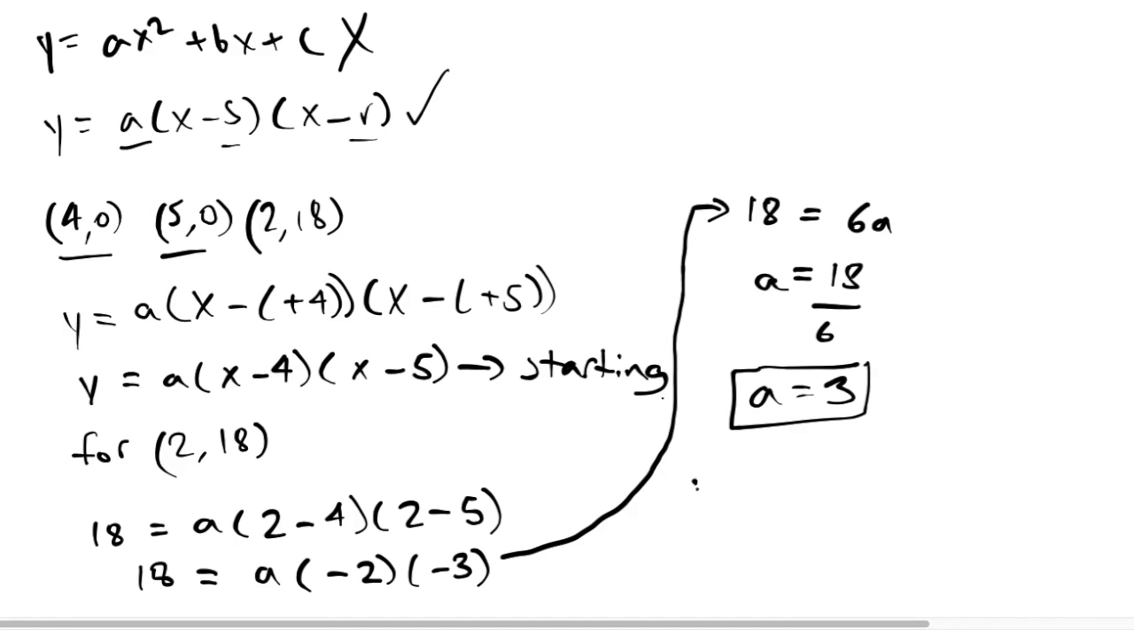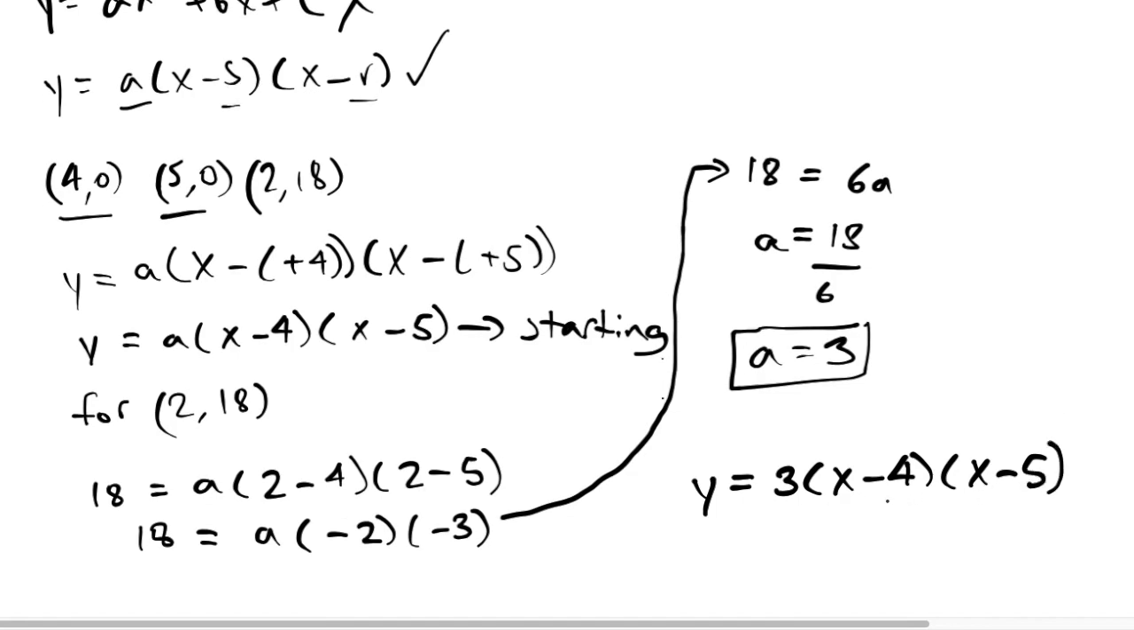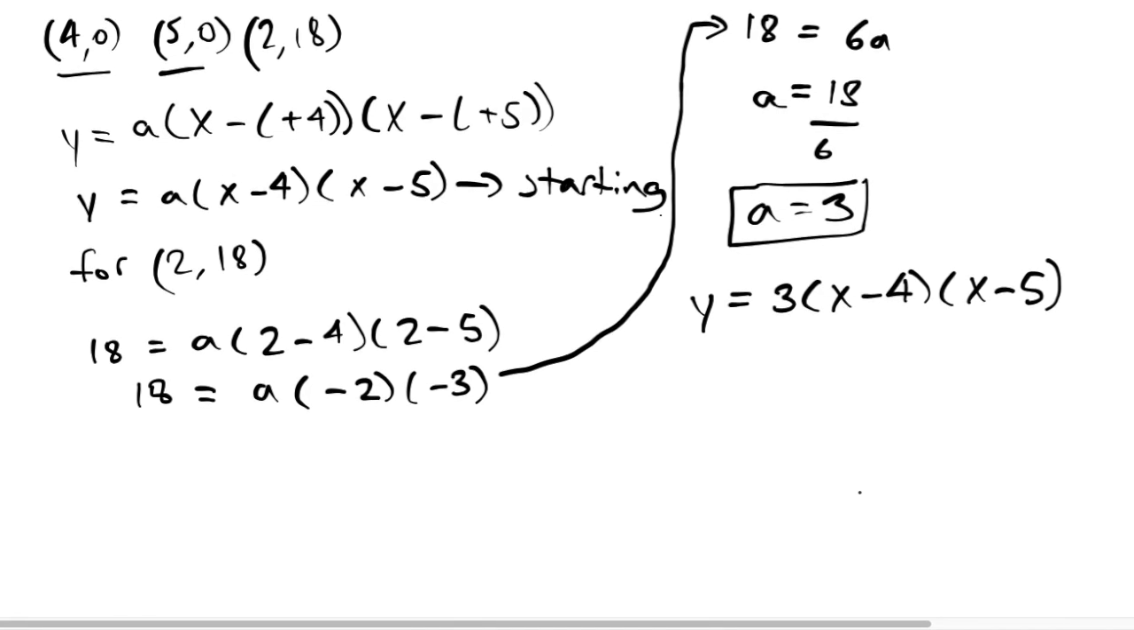We know that a is equal to 3, so y is equal to 3(x minus 4), it's one of our roots, (x minus 5), another one of our roots. Now that would be our final answer in factored form. However, let's give it in standard form. To give it in standard form, we need to simply expand. So y is equal to 3.